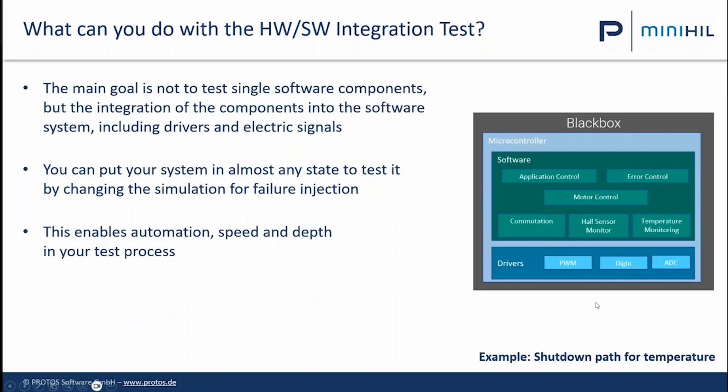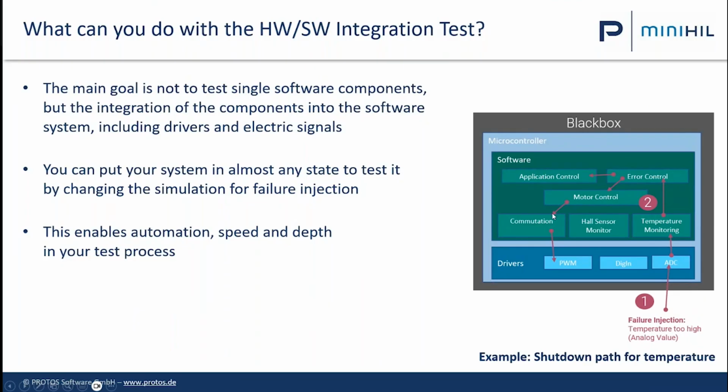I give you an example again, the shutdown path for the temperature I've mentioned before. Our black box is the microcontroller. So we simulate all the IOs here. For example, if you want to trigger the shutdown path, we make a failure injection by applying an analog value, a DAC, to the ADC with the temperature too high. Let's say 1.1 volt is a temperature that's too high. Then internally, because it's a black box test, the behavior cascades through your system.